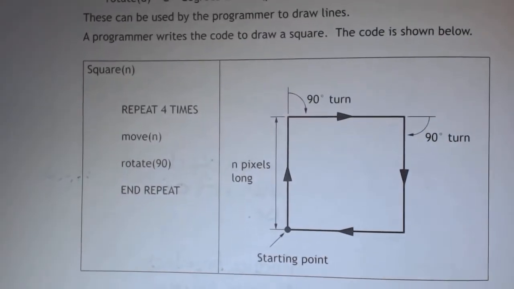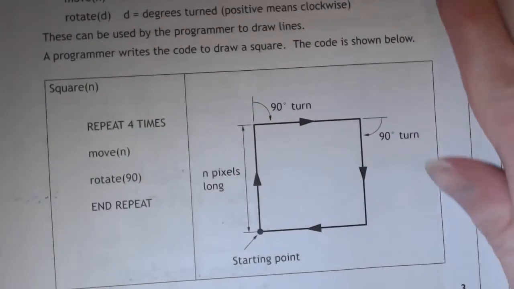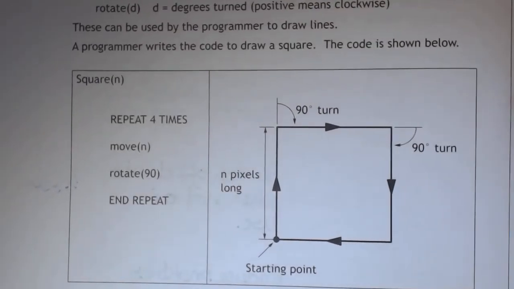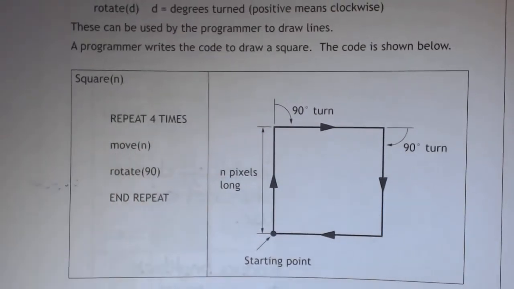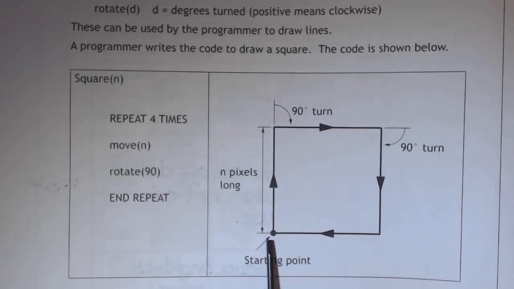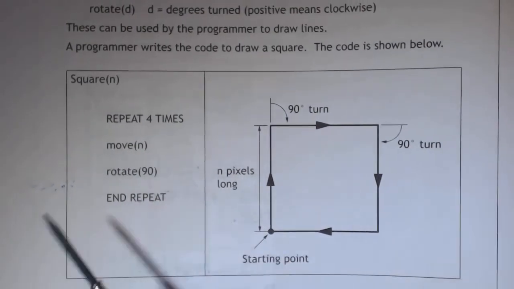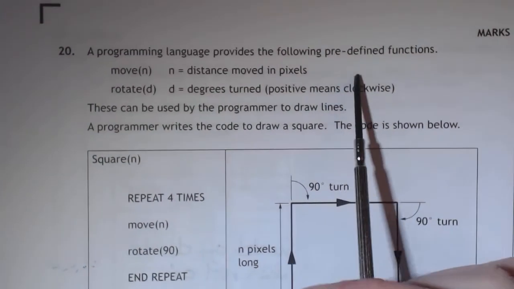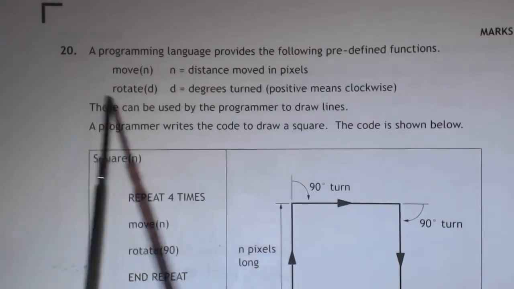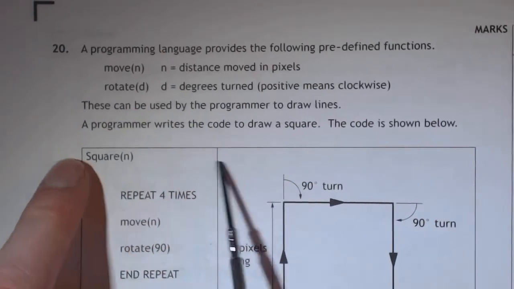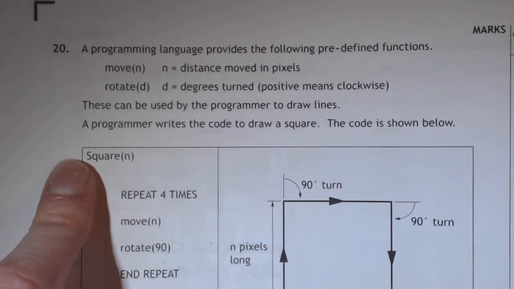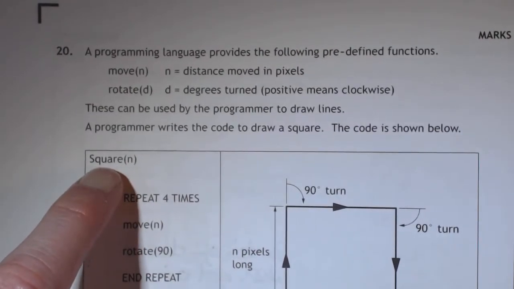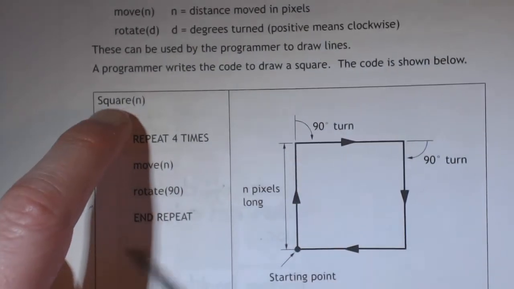Right, question 20, and this is your wee instructions on how to create a shape. So this is when you have to picture something like a wee object, following these instructions and drawing something out. So what we've got here is a predefined function. That means you've created this function with this set of instructions, so you can now call upon this function and automatically create a square. So I go square n, and it automatically creates it.